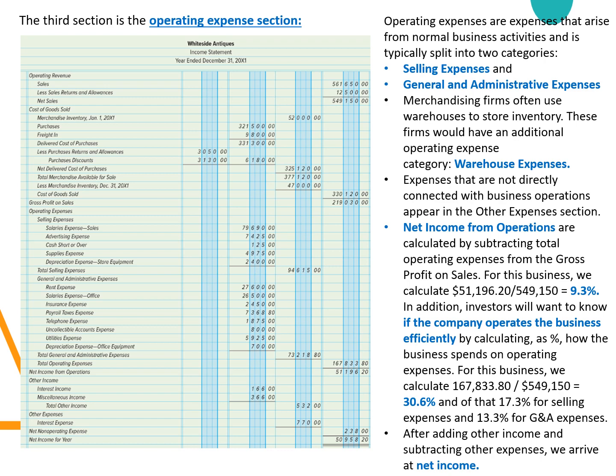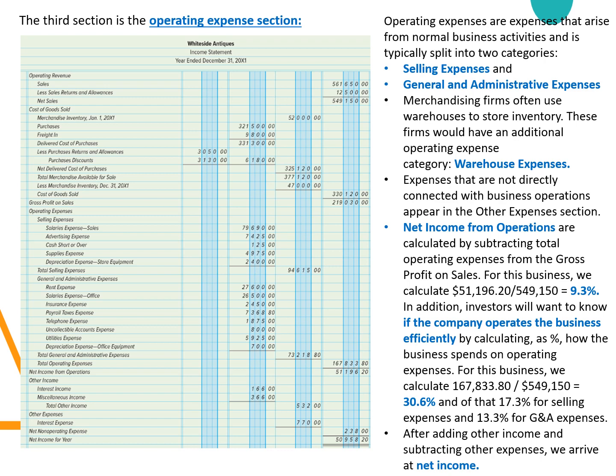Merchandising firms often use warehouses to store inventory. These firms would have an additional operating expense category called warehouse expenses. Expenses that are not directly connected with business operations appear in the other expenses section. Net income from operations is calculated by subtracting total operating expenses from the gross profit on sales.